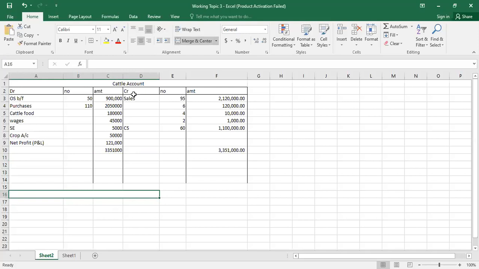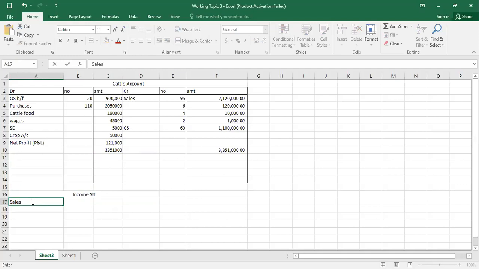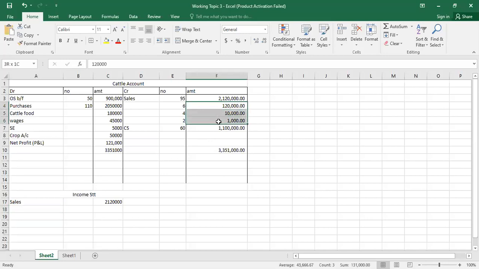So this is our income statement. And the figures will just be the figures that are indicated there. So you have the sales. On this one, we start with the credit amounts. Our sales is 2,120,000. Then followed by the slaughtered cattle. You are 6 in number. It's followed by the slaughtered cattle, the carcasses. So we are going to have the figures here.